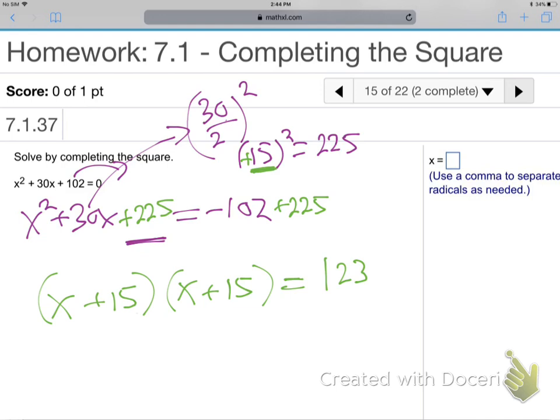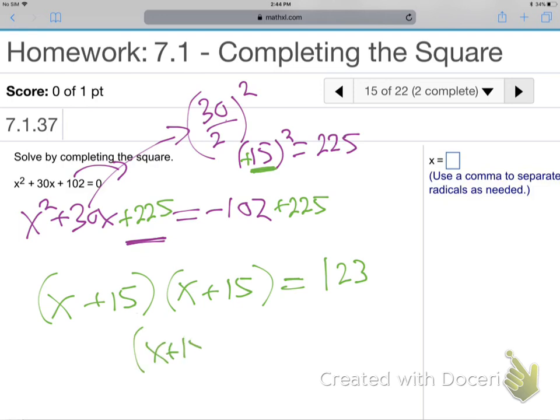Good? Yeah. It's going to be root of 123. Negative 15 plus or minus root 123. All right, let's go on.